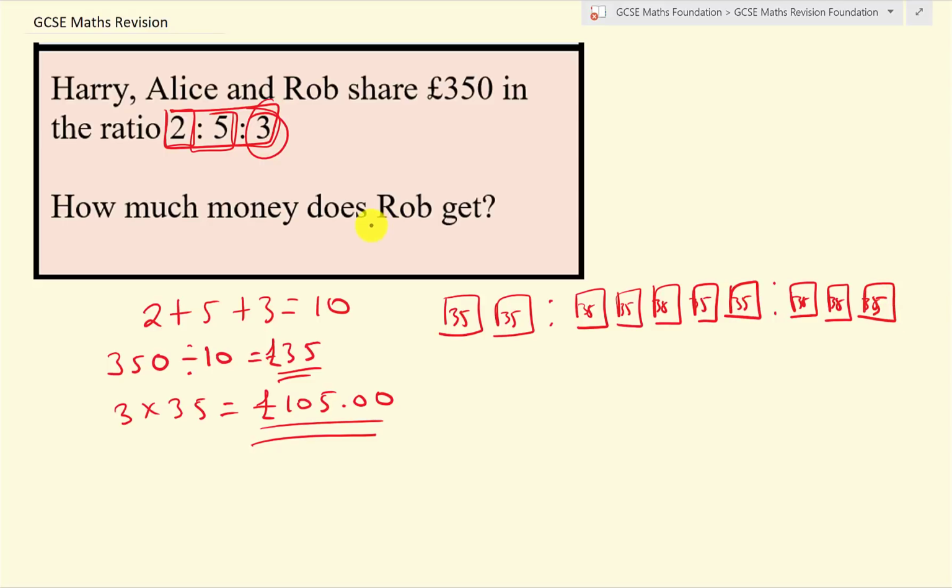And we're interested only in Rob's share. Rob's share is these 3, which adds up to 35. Add 35 is 70, add 35 is £105.